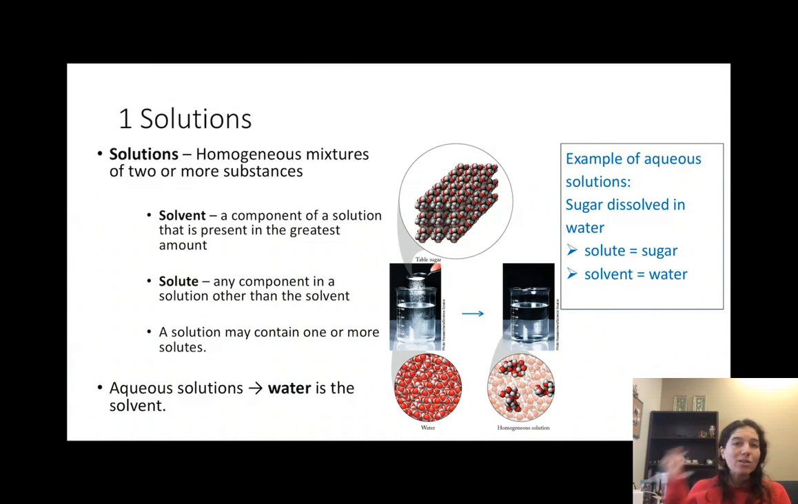All right, so what is a solution? We talked about concentrations in a solution. We haven't really talked about what a solution is. A solution is a homogeneous mixture of two or more substances, and usually it's comprised of a solute and a solvent. So the solute is what you put into the solution, and you dissolve it in the solvent. So usually this is like a salt, or in this case, sugar. So it's any component in a solution other than the solvent. It's usually a solid. The solvent is the component of the solution that's present in the greatest amount.